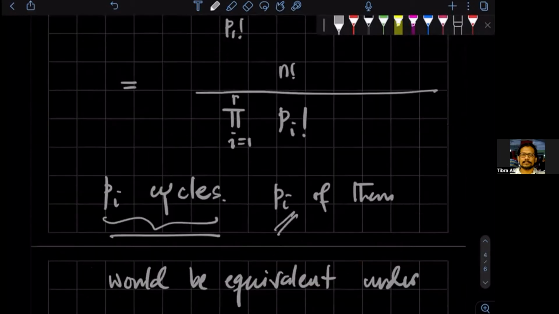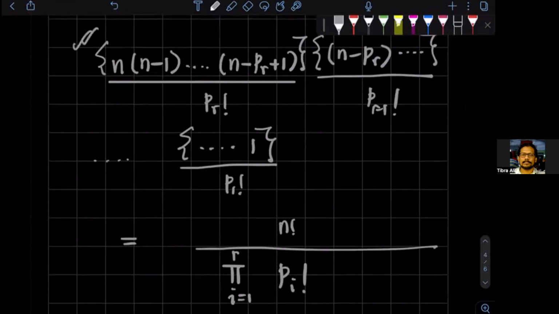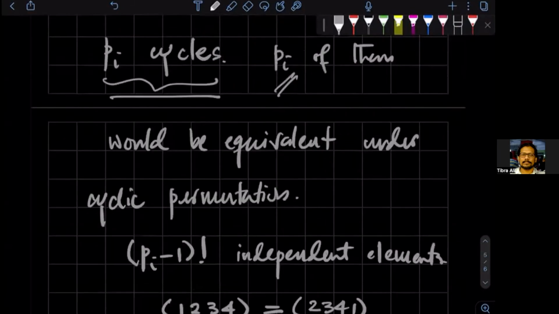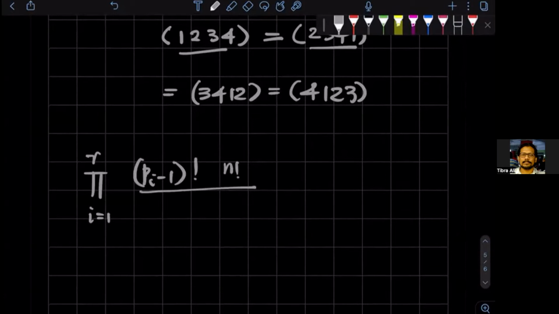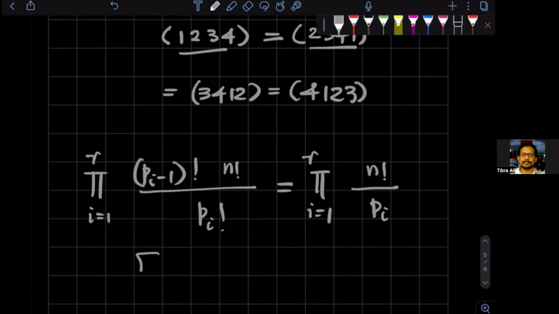So this number, for each of these, we have to multiply by (p_i - 1) factorial. So if I do this, then I goes from 1 to r, (p_i - 1) factorial, n factorial divided by p_i factorial. Here the cancellation gives me, for i from 1 to r, n factorial divided by just p_i. So this is the number of elements that are in that subset we are calling P1, P2, ..., PR, when all the P's are different, okay?